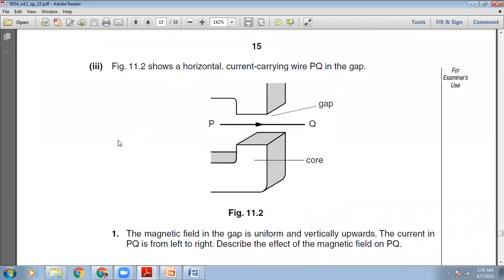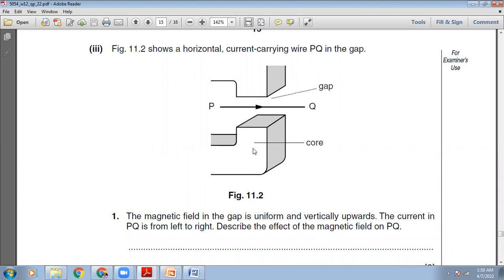Figure 11.2 shows a horizontal current carrying wire PQ in the gap. The magnetic field in the gap is uniform and is vertically upward. So the magnetic field is going from bottom to top. The current in the PQ is from the left to the right. Describe the effect of the magnetic field on the PQ. Because the PQ is a current carrying conductor placed in the magnetic field, it will experience motor effect and it will move.